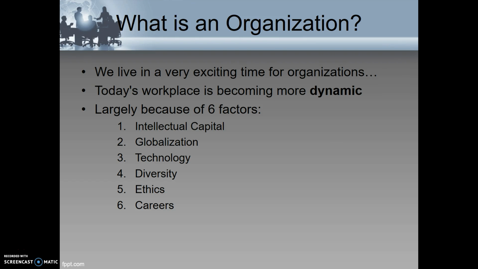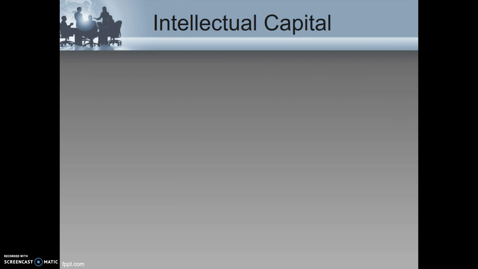Now, recently, organizations have begun to change quite significantly from what they were 20 to 30 years ago. This is because today's workplace is much more dynamic. The changes are happening at a much more rapid pace than they ever have before. And this is largely because of 6 factors: intellectual capital, globalization, technology, diversity, ethics, and careers. And we'll take a look at each one of those in a little bit more detail.